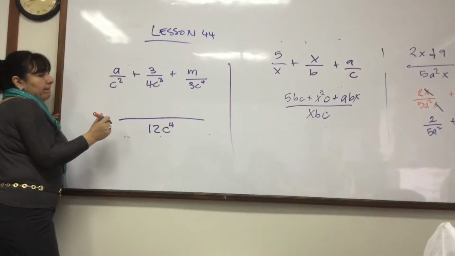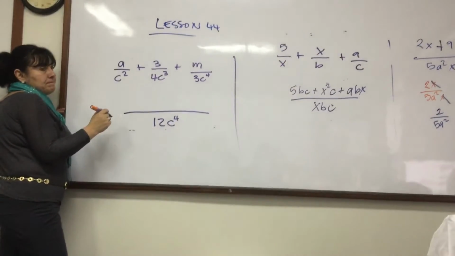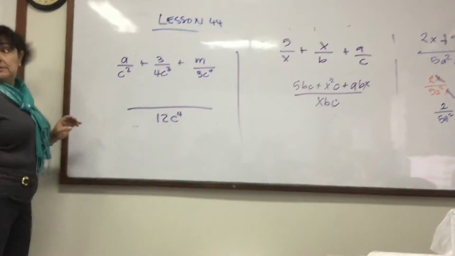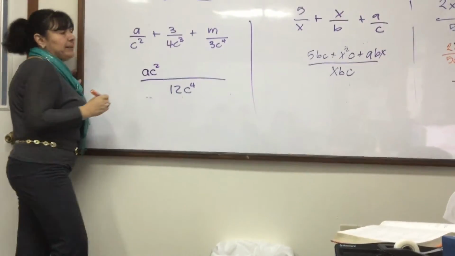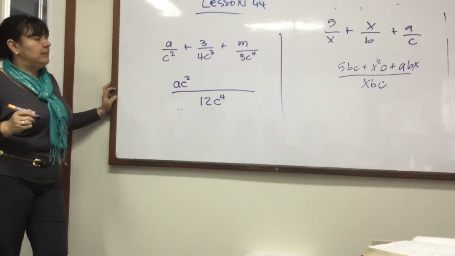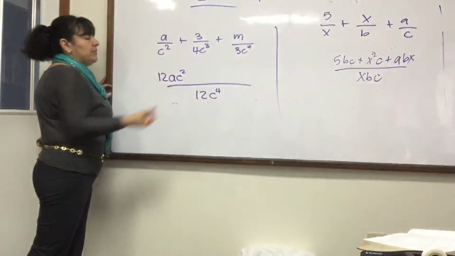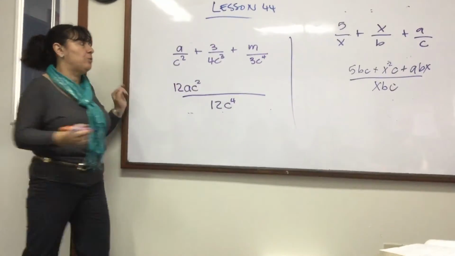What's this one missing? What's c, just the c? It's missing c squared, 2 c's. Four c's. It's missing a c squared. And what else is it missing? The 12. Remember that the number goes first. So it's missing the 12 and the c squared.